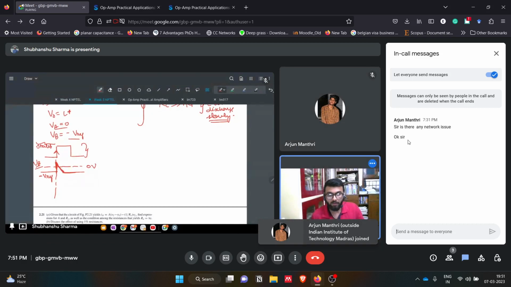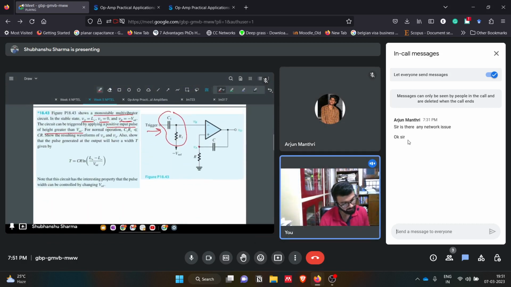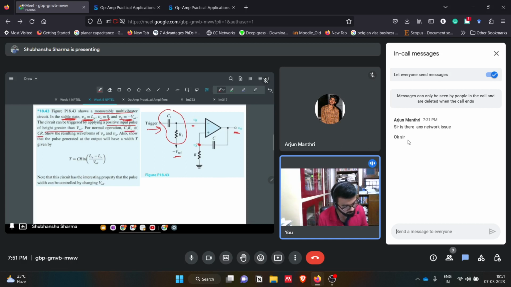So again I'm just repeating this question. They are saying V naught equals L plus; these are the stable state conditions. The output of this op amp is at the plus V saturation. VA, this side input, is 0 when it is in stable state, as given in the question, and VB is minus V reference. One more condition is given, C1 R1 is very much less than CR. So how do we derive this formula? How will we do that?